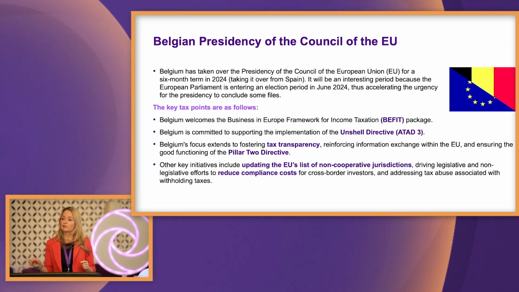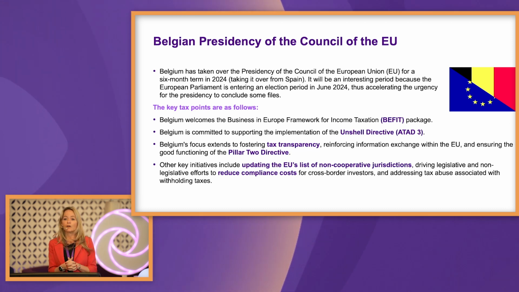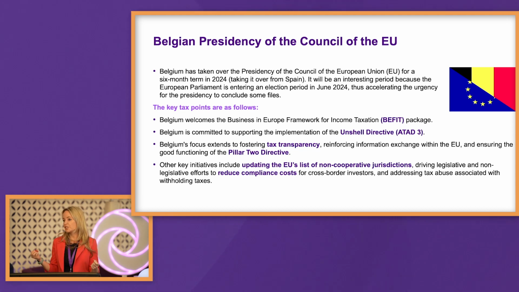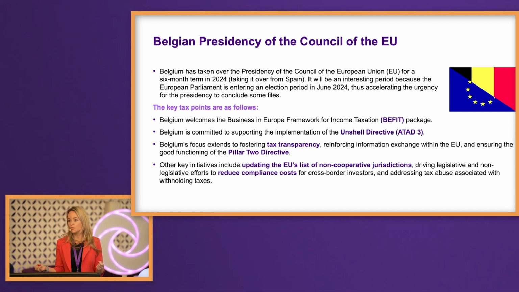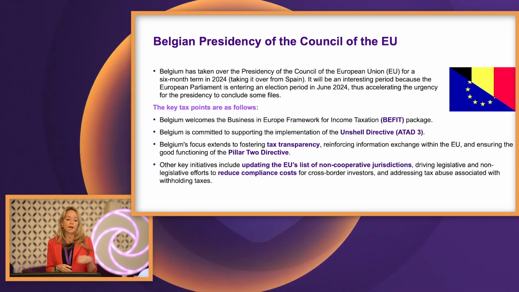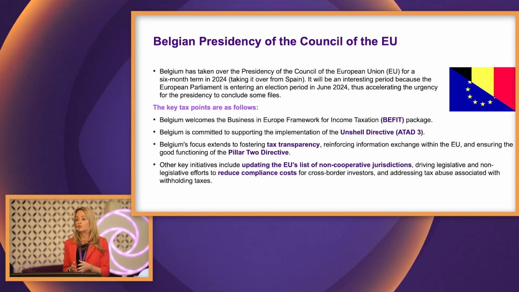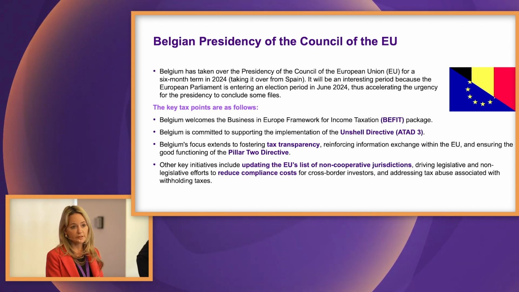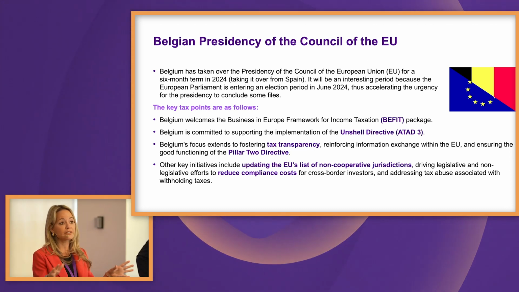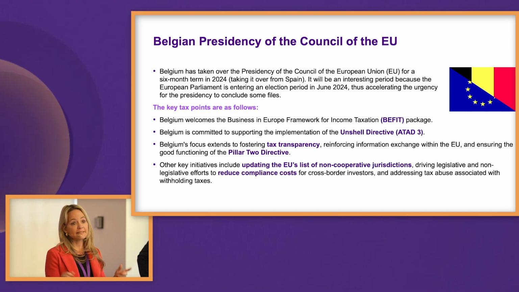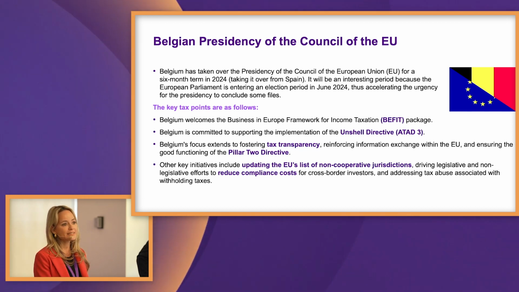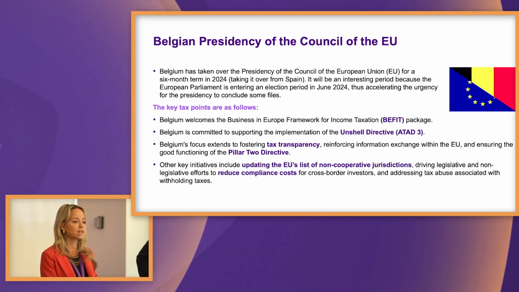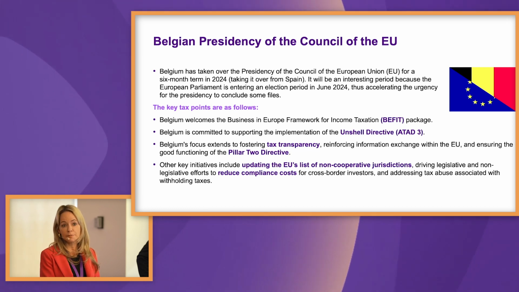The member state who holds the presidency of the Council for the 6 month period always informs the member states of its priorities and what proposals it wants to get across the finish line. And Belgium clearly indicated the following. They really want to move forward with the BEFIT package. Faisal will elaborate on BEFIT in a bit. That's basically a consolidated tax base. ATAD 3, I will elaborate more on that. That's the Unshell directive. It will target holding companies with limited substance in Europe.